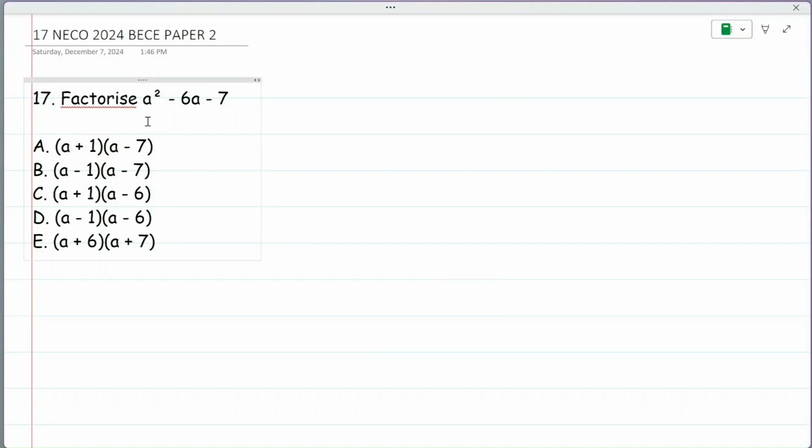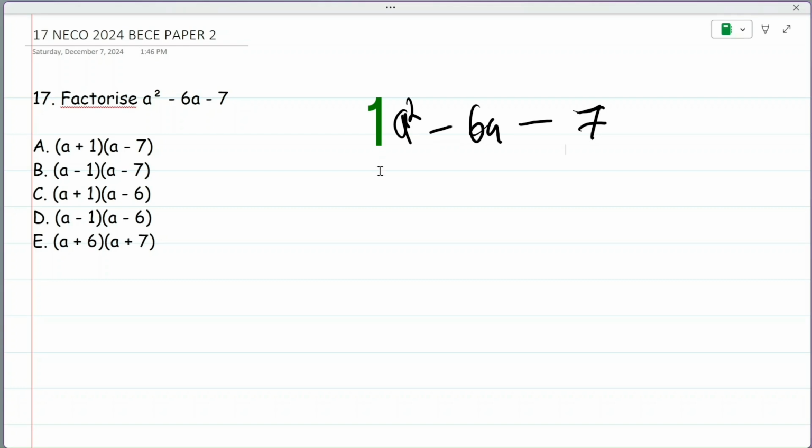Question 17. Factorize a squared minus 6a minus 7. Let's write it out. A squared minus 6a minus 7. Provided the coefficient of a squared is plus 1, you don't need an extra step before you jump on this. So let's say we take our minus 7, and this a has minus 6. The coefficient of this a is minus 6.